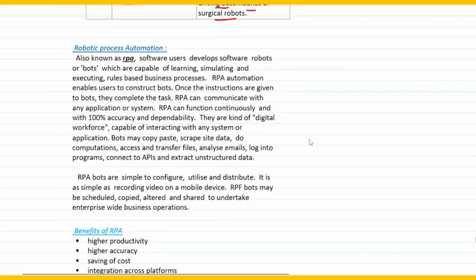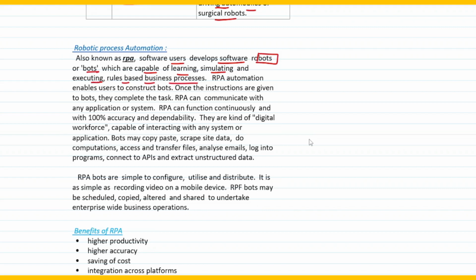Okay, then we come to something called robotic process automation, or what we call RPA, right? What exactly is an RPA? Software users develop software robots or bots. Bots is nothing but the last three letters of robots, right? So basically software users develop software robots, called bots, which are capable of what? Learning, simulating and executing rules based business processes. So basically it's as good as a robot, and this robot is capable of learning, simulating and executing rules based business processes. So any business processes you have laid down, they are capable of learning and simulating, as well as executing also. So that's what is called RPA, or robotic process automation.